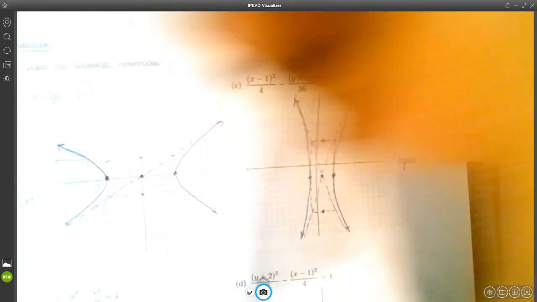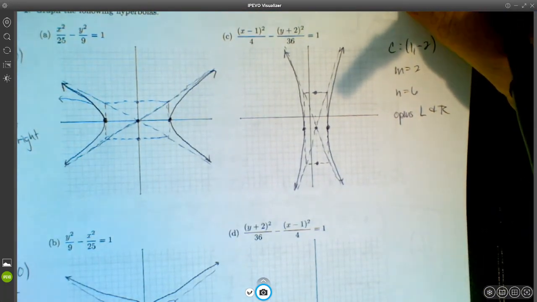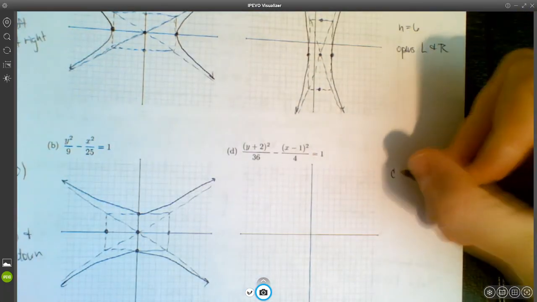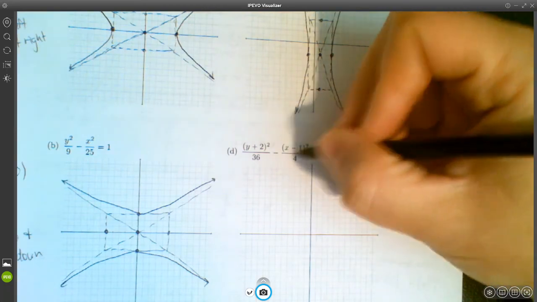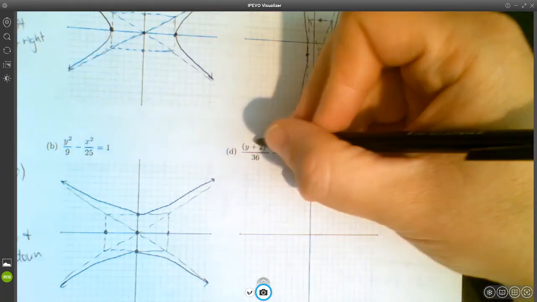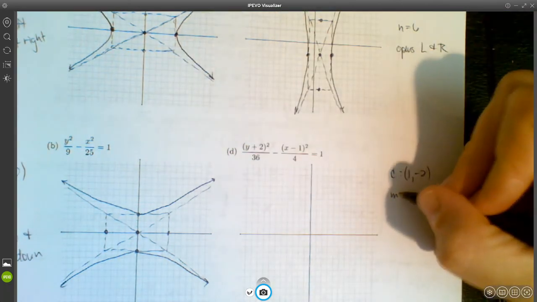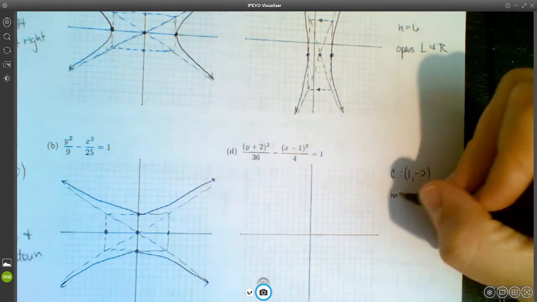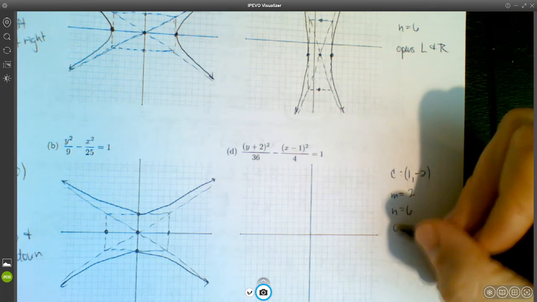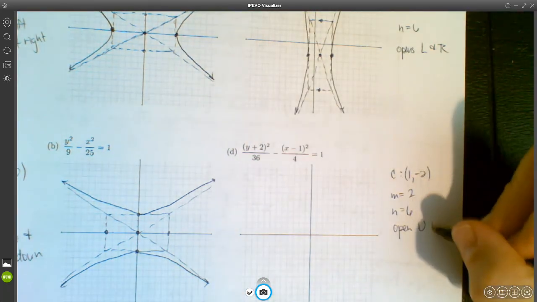One more. I think part D is the same thing as part C, but with the X and Y groups switched around, right? So the center here. Notice though, the X coordinate of your center is still the number that's with your X group. So it's 1, change the sign though, -2. M is still the number that you're dividing your X group by, so M is 2, N is 6. But this one's going to open, since the Y group comes first, this one is going to open up and down.